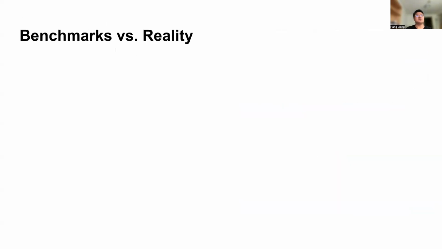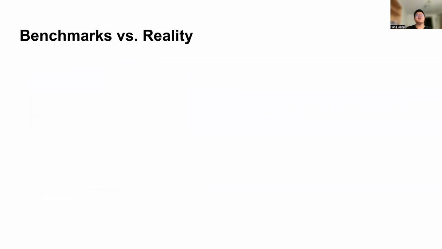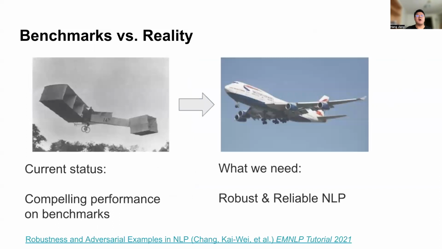A lot of people might think, right, large language models achieve impressive performance on benchmarks, and it says, oh, it's probably comparable to humans in this and that task. However, the reality is there is a lot to be done in NLP to make the large language models robust and reliable.